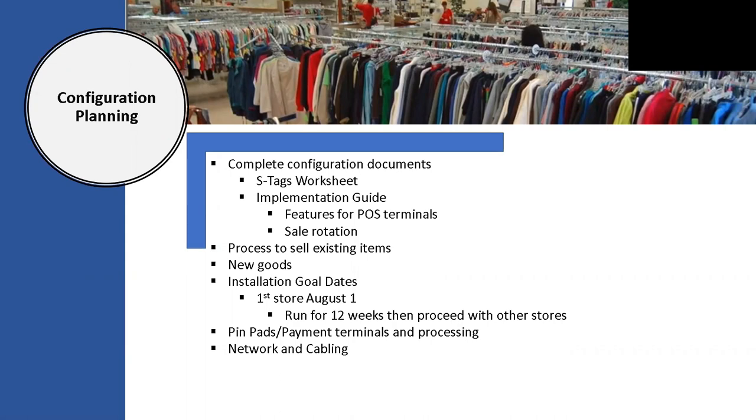Now, regarding the process to sell existing items, typically what happens here is we have buttons that match the departments that you've listed out in the S-Tags Manager, and we'll have those on the screen. So you would manually enter those through until they flush out.